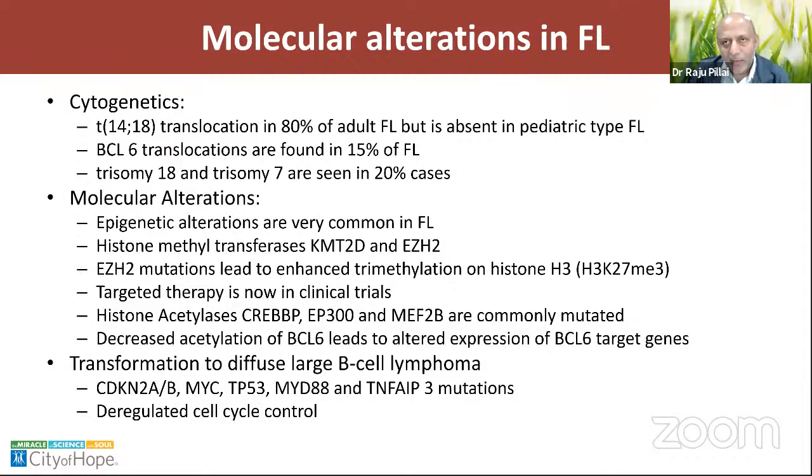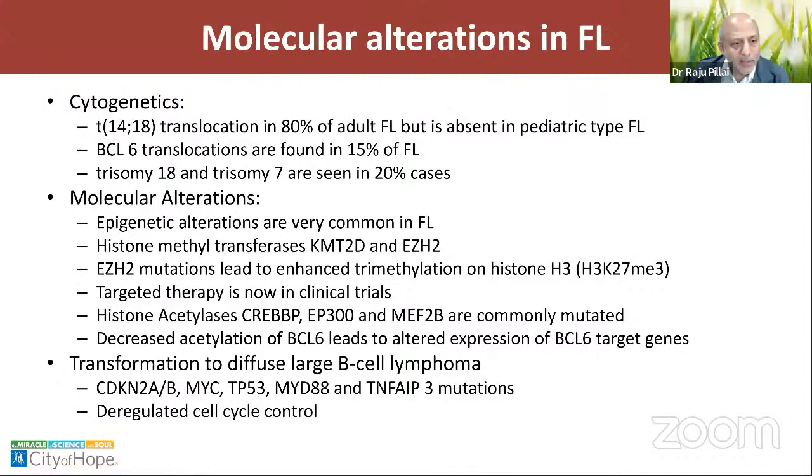But we are now learning a lot more about the molecular alterations. So primarily, we would look at it as, what are the large chromosomal level alterations? What are the gene level alterations? What are the gene expression profiling? Now, this is becoming more and more well established, and slowly trickling into clinical practice. So in terms of cytogenetics, yes, there is the 14-18 translocation, in 80% of adults, absent in pediatric type FL, BCL6 translocations in 50%, trisomy 18 and 7 common.